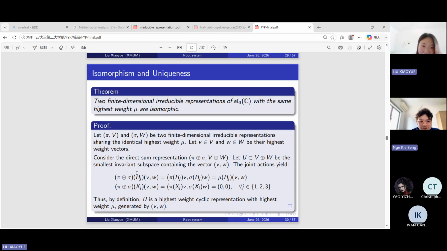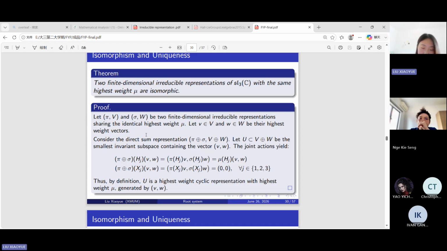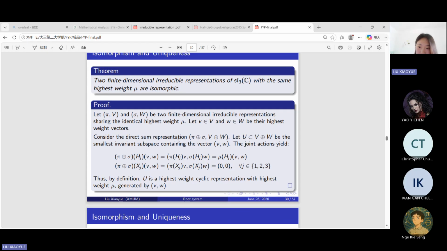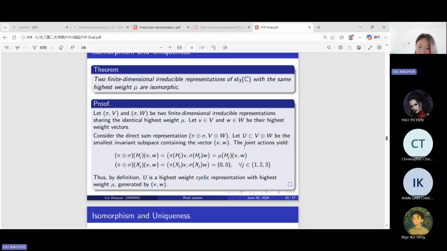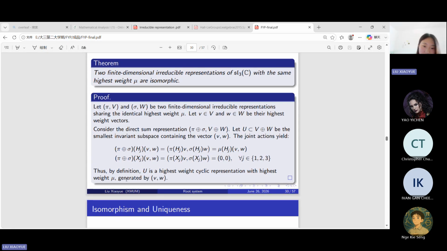This theorem says two irreducible representations of sl3 with the same highest weight mu are isomorphic. We prove it by constructing the direct sum representation. Let U be the smallest invariant subspace containing the vector (v, w). From the joint action, we know U is a highest weight cyclic representation with highest weight mu.